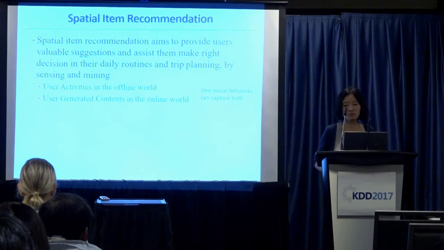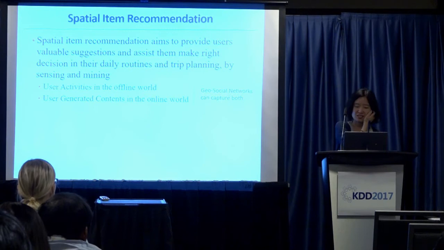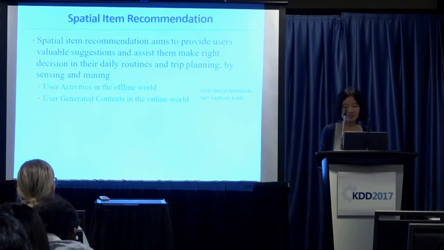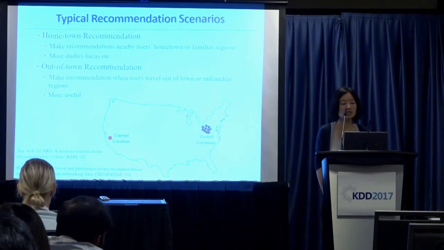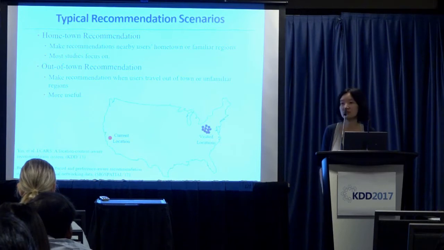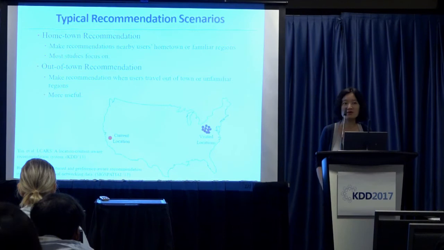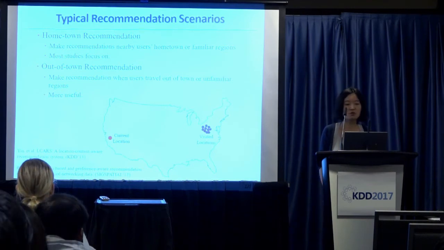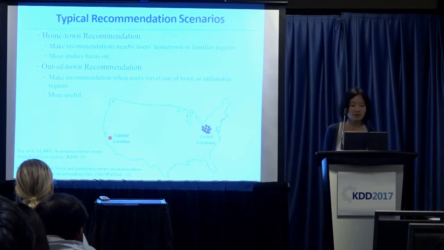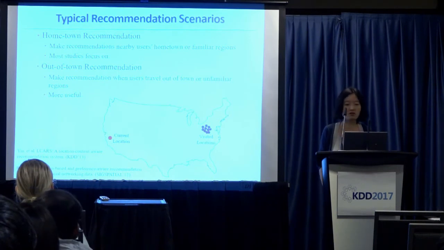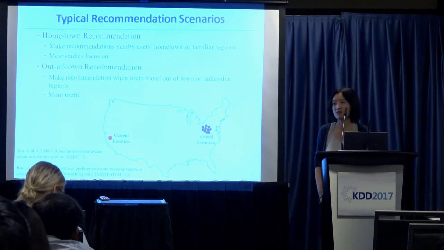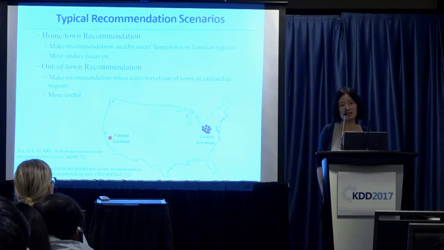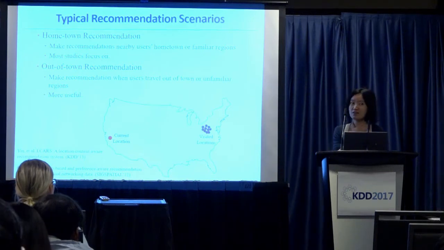How can we do this recommendation? What are the main challenges? Essentially, we really need to combine the offline world activity with the online world activity. So what are the typical recommendation scenarios? There are two types. One is hometown recommendation. Suppose your hometown is New York, and you want to know what you can do in your hometown. This is actually not so difficult, because you have already provided enough historic information in that place. The more challenging recommendation is out-of-town recommendation, like me. I actually live in Los Angeles right now, and this is my first time traveling to Halifax. So I really don't know what I should do here.